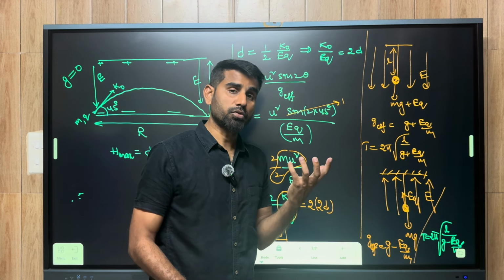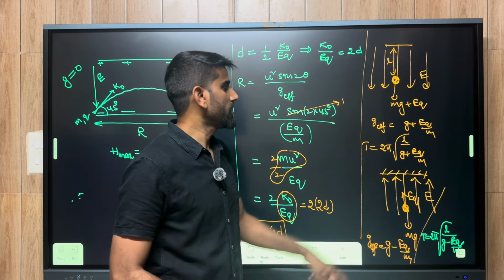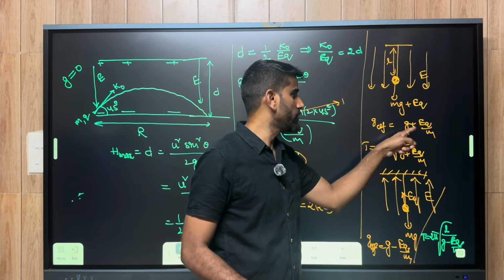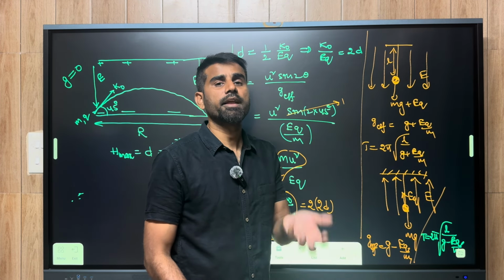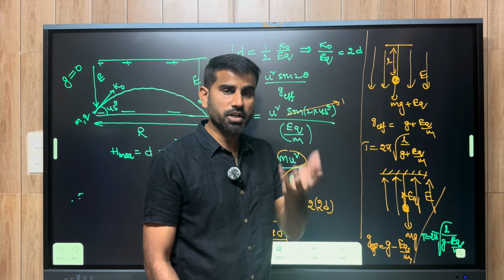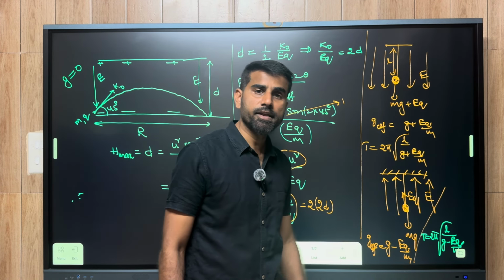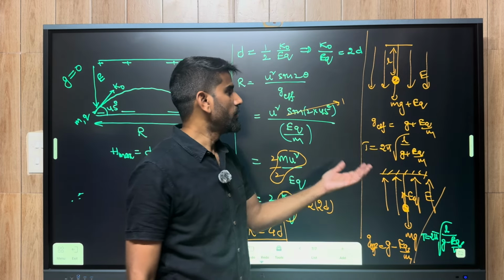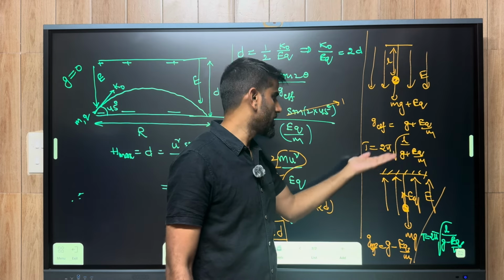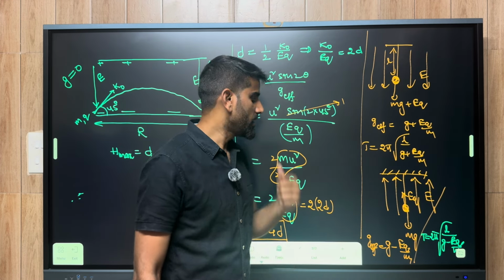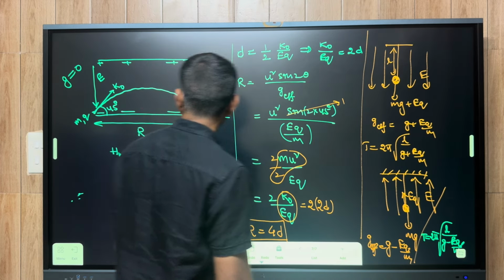If weight and electric force are both acting in the same downward direction, then the effective g value is g plus eq by m. If weight is acting downward and the electric force is acting upward, then the effective acceleration due to gravity is g minus eq by m. Whenever it comes to the time period of pendulums, we can make use of these equations. And I also want to discuss one more key point here.